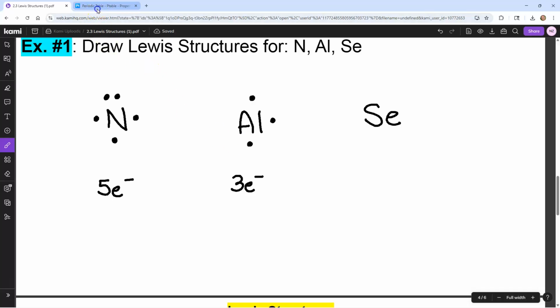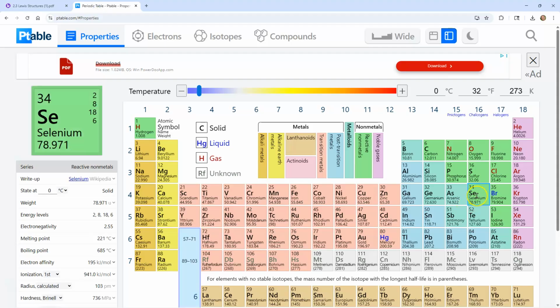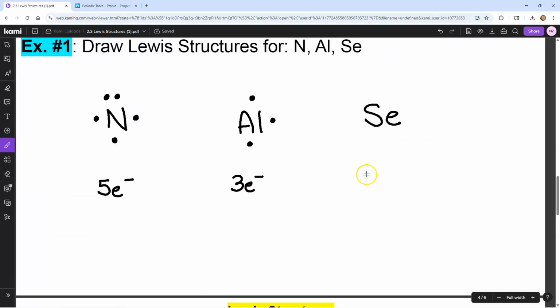All right, selenium, Se, is right here. I'm going to actually count backwards. So I know this last group is 8, 7, 6. So it has 6 valence electrons. 1, 2, 3, 4. Now I start to double them up. 5, 6. That's selenium. So those are atoms.